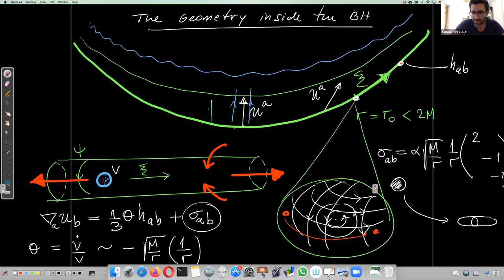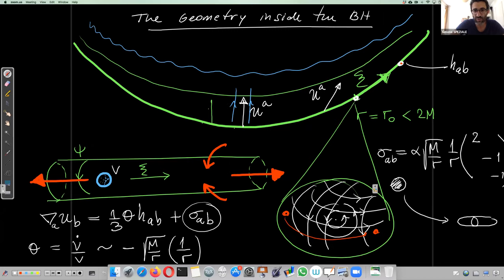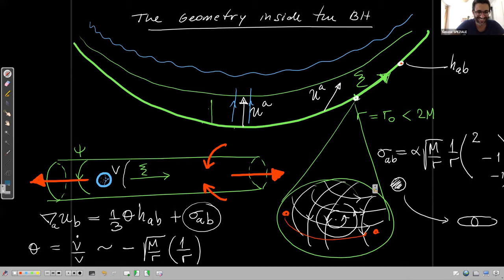Yeah, but I think the question was simply, can we see that the spheres are shrinking without the need to introduce the shear tensor? It depends what spheres you are talking about. If you're talking about these transversal spheres, they shrink because their area is proportional to R squared, and R is becoming zero here. Exactly. So that these spheres shrink is obvious.